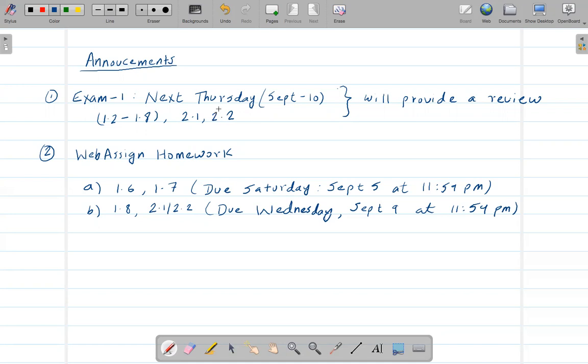And also since I'm covering 1.8 and 2.1, 2.2 for exam 1, and the exam is on Thursday, I'm going to make the homework due for these sections a day before, on September 9, which is Wednesday at 11:59 p.m. And this 2.1 and 2.2 homework will be just one homework. Even in the lecture, I will be making just one lecture for these two sections, and you will also see just one homework.